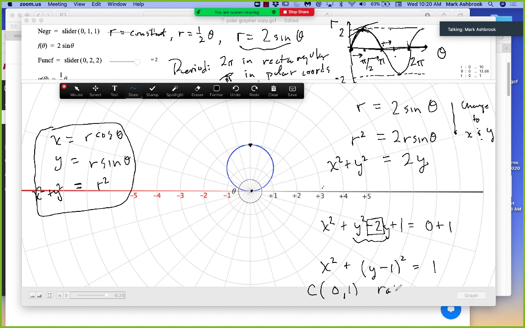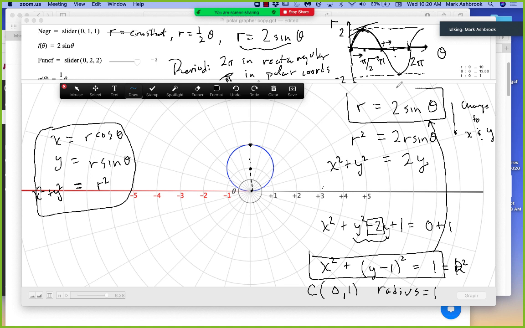Radius? 1. So let's do capital R. Is that the circle I have? Center 0, 1. Check. Radius 1. Check. Got it. So this circle, radius 1, center 0, 1, is the equivalent set of points to r equals 2 sine theta, and we showed it algebraically.